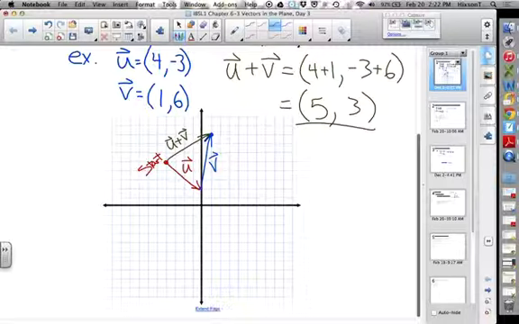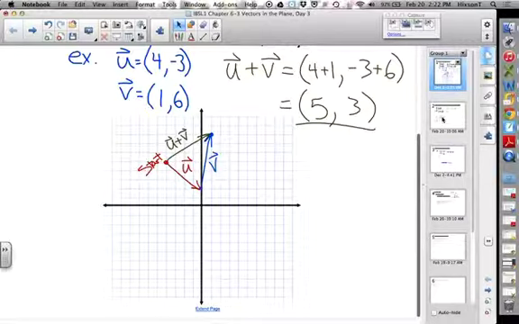And basically the reason why we do this algebraically is because sometimes we can't really get a good drawing of the situation on a grid. So we do it algebraically, and it makes things a little simpler. Alright, so we look at basic vector addition.